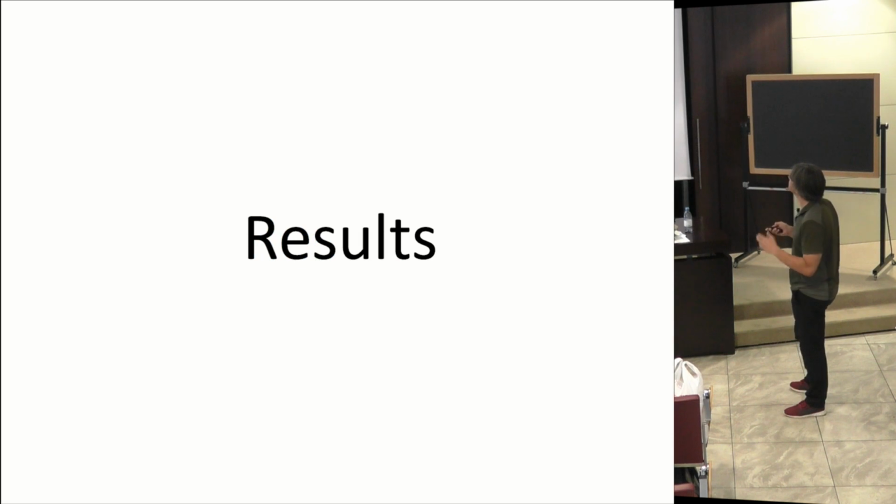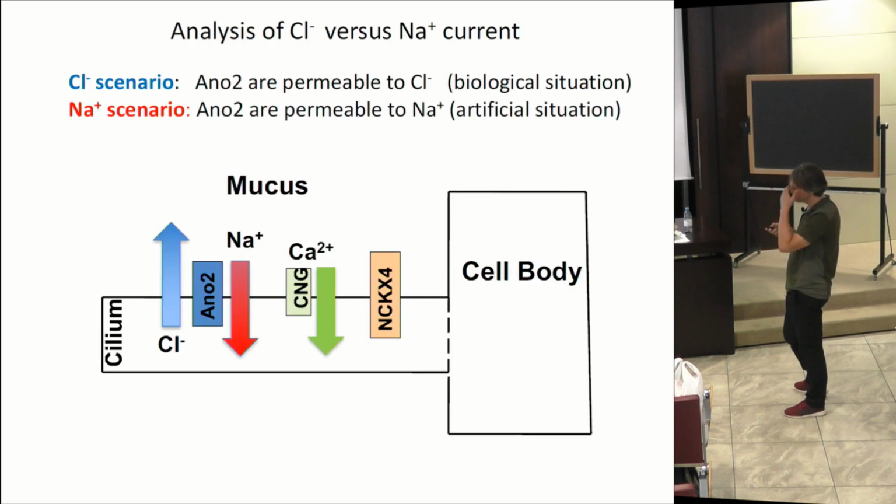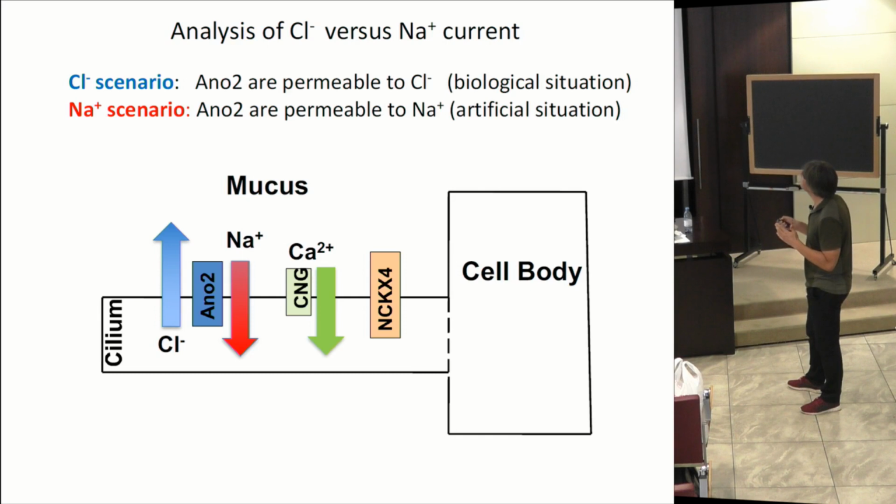Okay, and remember the question was, why chloride current? So the thing is, what I did now, you have in one scenario a chloride scenario. You assume that these NO2 channels are permeable to chloride. So if they open, chloride flows out. Then you compare it in a completely artificial situation. That's why this is very hard to do experimentally. But with a model, you can do it.